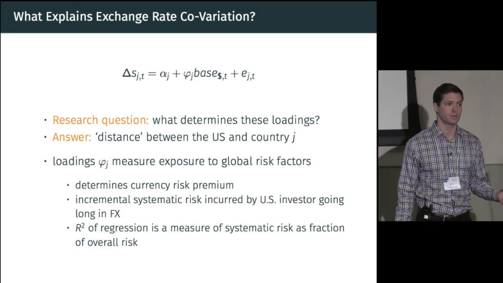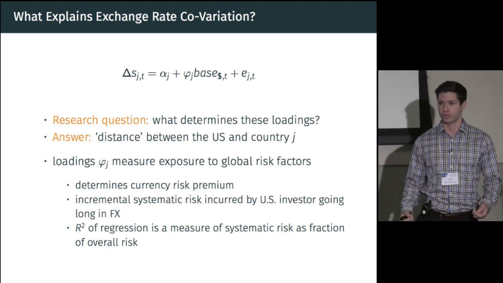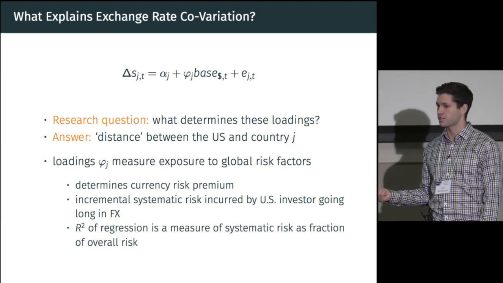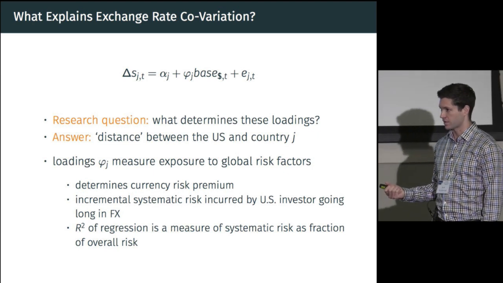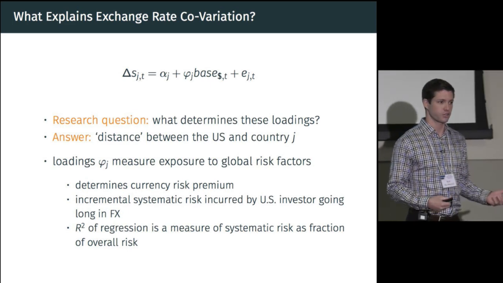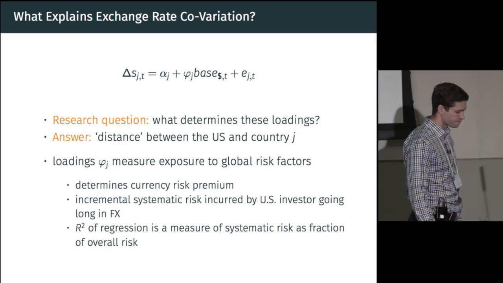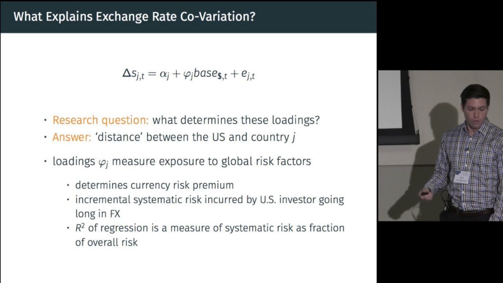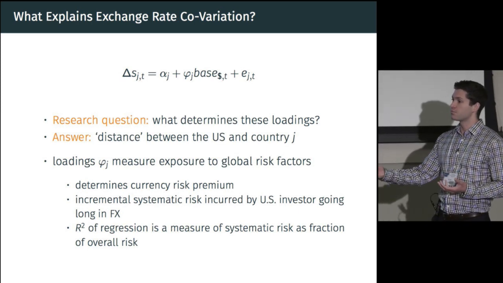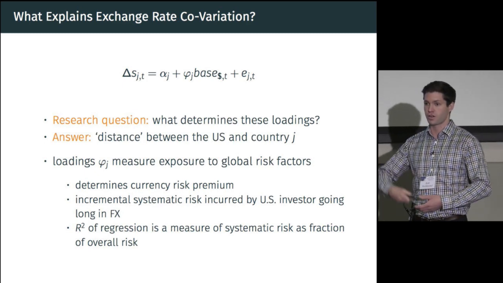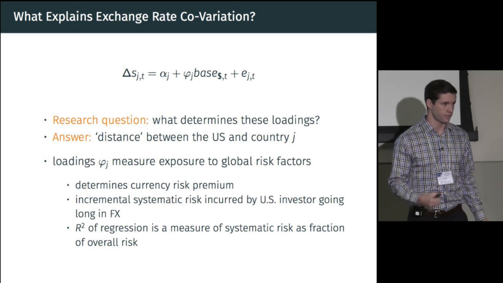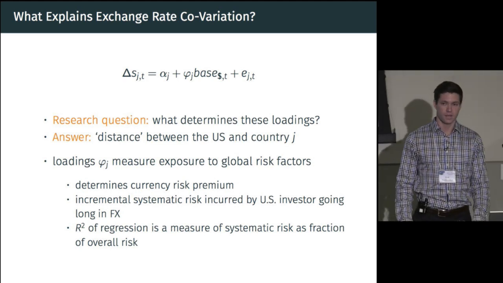And our answer to that is going to be something very fundamental about countries. It's going to be measures of distance between these countries. So not only just physical distance, but things like economic and cultural distance, sharing a common language, sharing common colonial origins, all of these classic gravity variables from the trade literature. And so what we find is that when a currency systematically appreciates against a basket of currencies, it does more so against currencies of countries that are farther away. Countries that are closer tend to covary more with this base factor, or with the base currency.